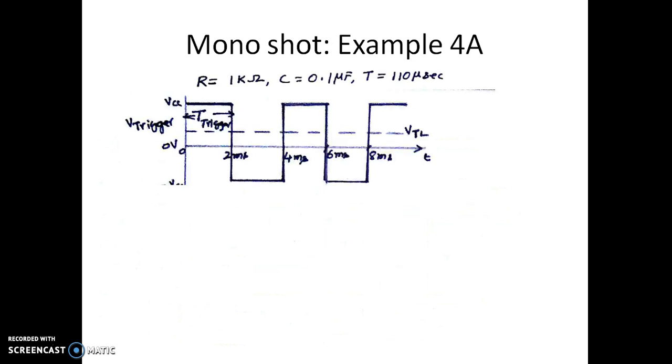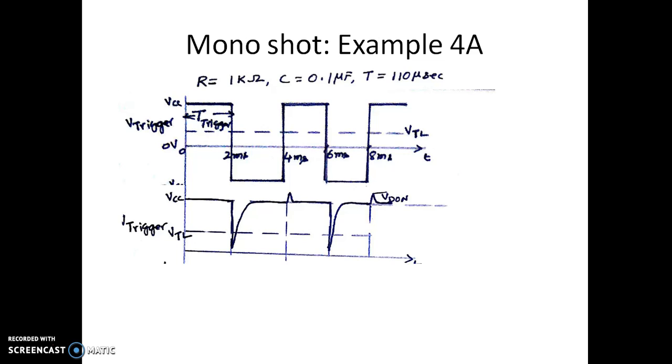Now I can see it is the same trigger signal. Now we want to generate a trigger signal of this nature to obtain a proper pulse width of 110 microsecond. So we have a trigger signal derived from this one. Instead of applying this square wave, which is an AC signal, we are generating spikes and then applying this as the trigger signal for the monoshot.